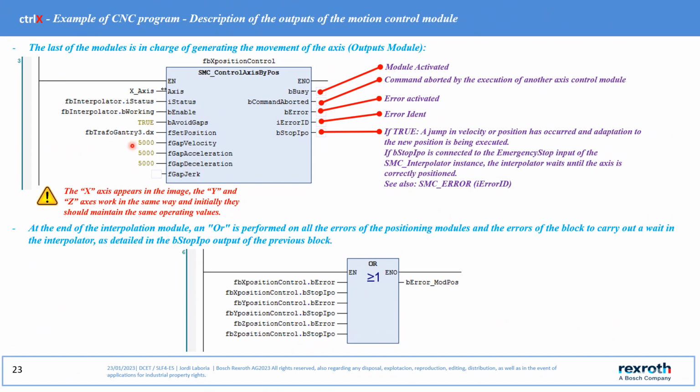Description of the motion module outputs. At the output level, we have the most common: activated, aborted, errors, and another that is used to generate an emergency stop in case of error, and that is being used on the interpolator module, using an error control generated from certain states of the 3 axes of the system.